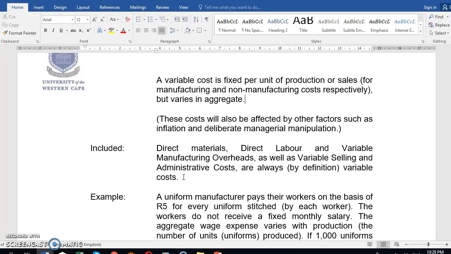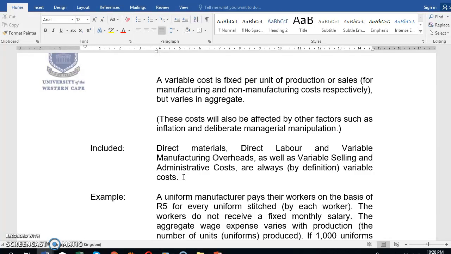Likewise for direct labor. When we say direct labor, this is the labor involved in actually putting the pieces of the puzzle together. And so the more products you make, the more hours the direct laborers have to spend on the products. And therefore direct labor is also a variable cost. Alright.